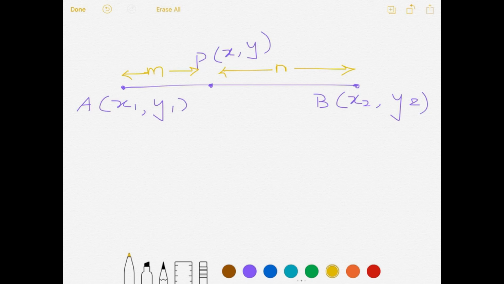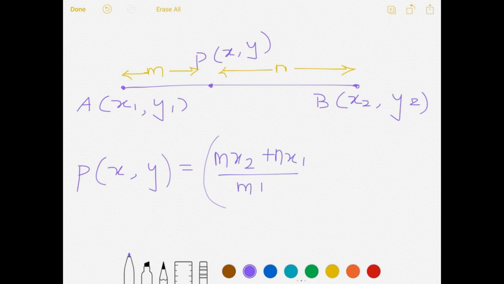Then if we want to find the coordinates of that point P, very simple formula, the coordinates of the point P, that is x, y, is equal to mx2 plus nx1 divided by m plus n. This is the x coordinate, comma, the same thing, my2 plus ny1 divided by m plus n. This is the y coordinate. Do not mix up m and n. Okay, m always goes with x2, y2, n always goes with x1, y1.